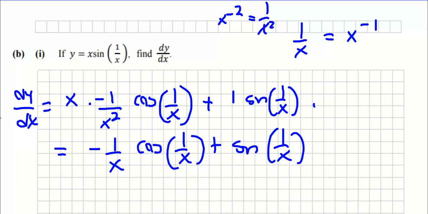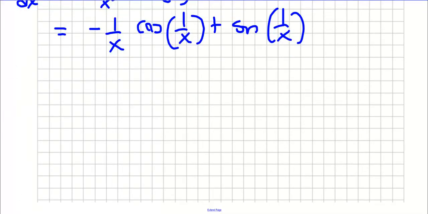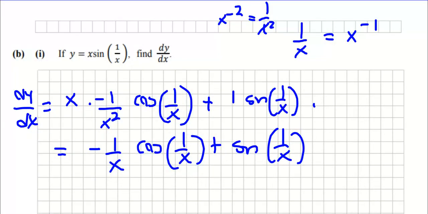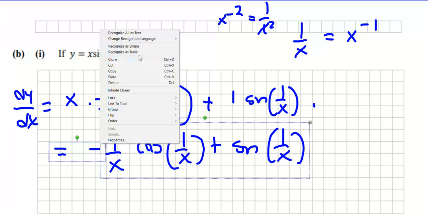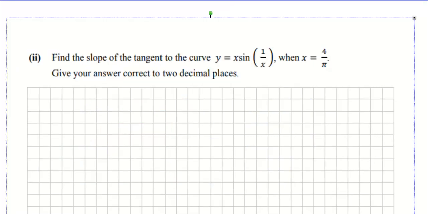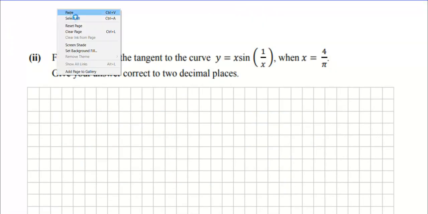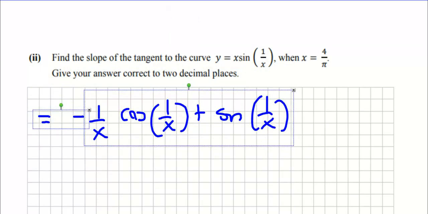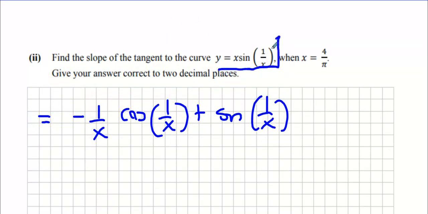Now part 2, what's part 2 want? Find the slope of the tangent when x equals pi over 4. Okay, now please remember that, okay, copy, and we're going over here and we're going to paste it. Okay, see that? Now, please remember that this is a curve. We don't know what it looks like, but it's a curve of some variety. Would you agree with that?